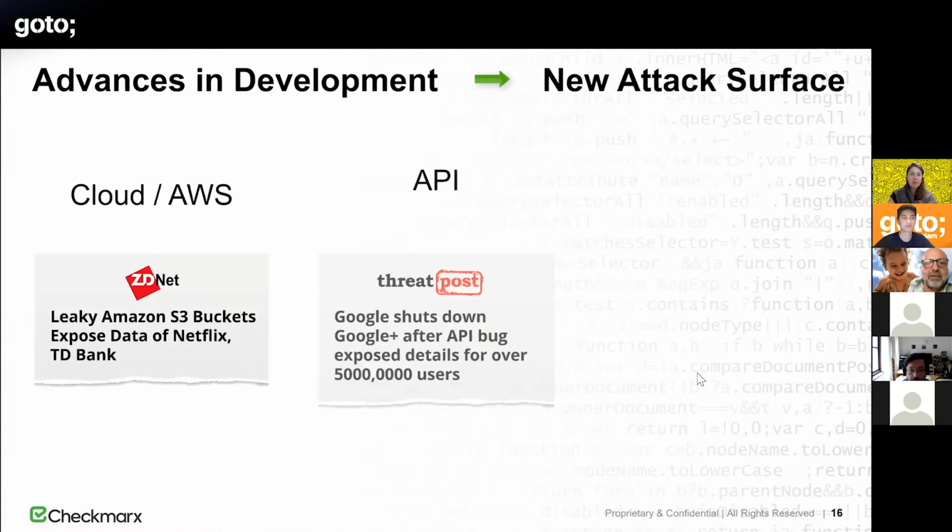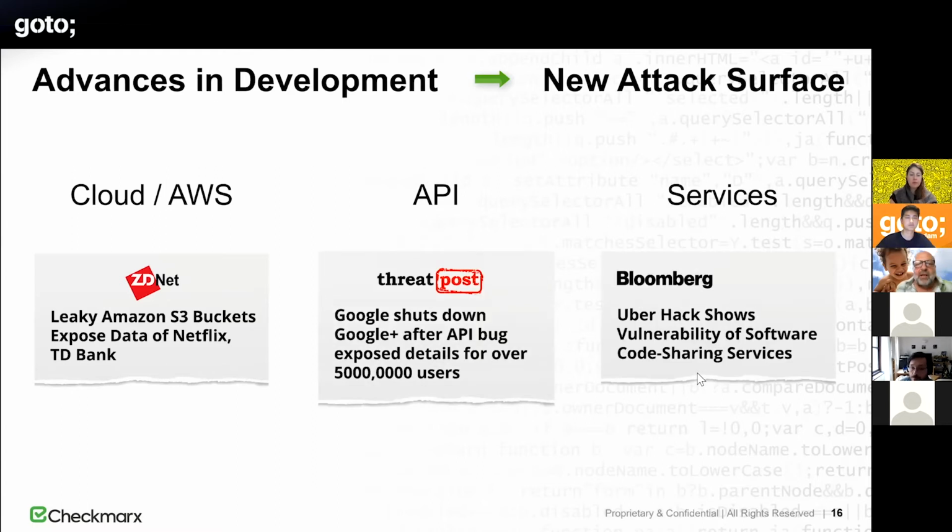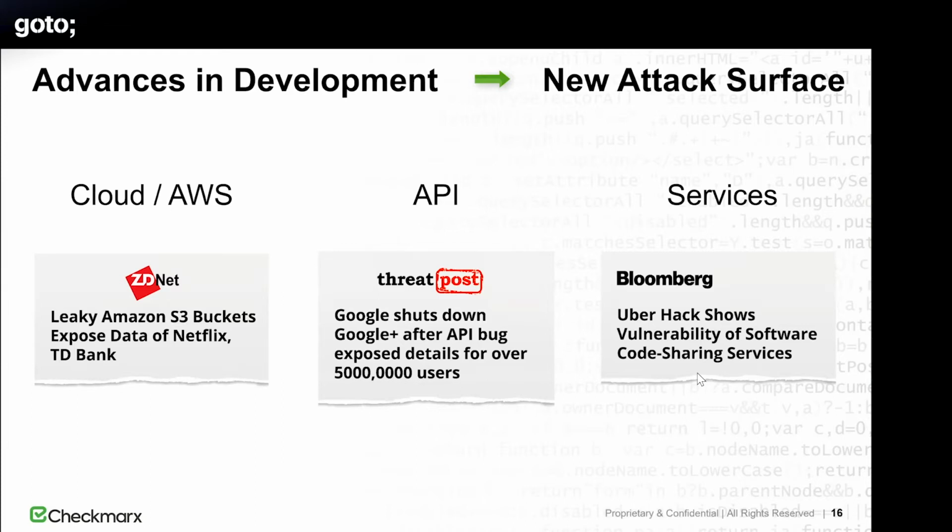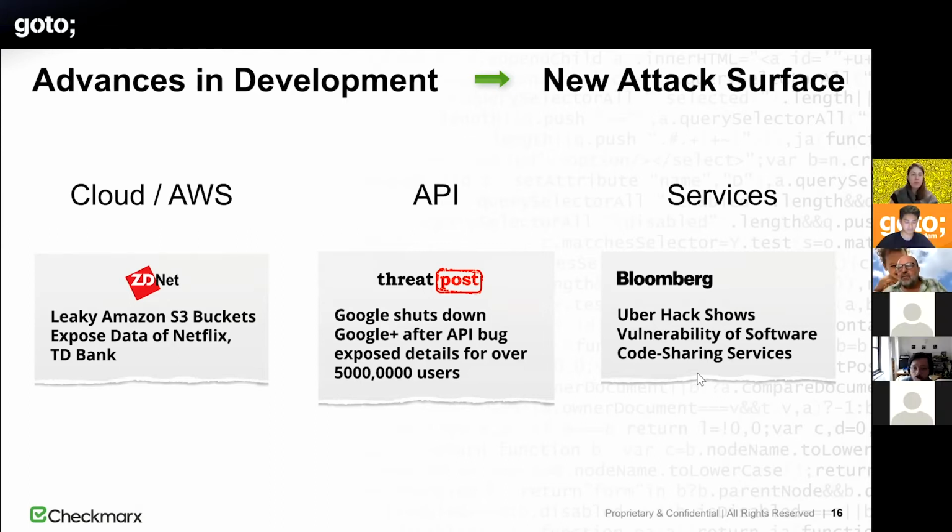we have AWS. When you look at AWS, they give services like memory services. Then you find leaks in S3 buckets. APIs are spreading, mushrooming around. Then there are API security issues. In a service-oriented environment, with code sharing services, you find vulnerabilities in code sharing services. So each new paradigm in development is leading to new attack surface, and hackers are finding very quickly what the vulnerabilities are in this new attack surface.